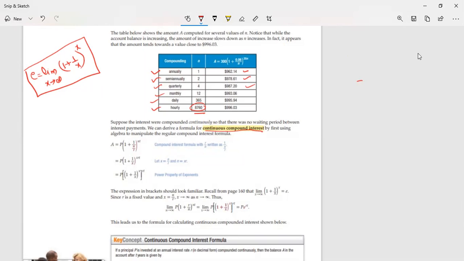In continuous compound interest, suppose the interest is compounded continuously, so that there is no waiting period between the interest payments. We can derive a formula by using algebra to manipulate the regular compound interest formula. So if it is given as continuously compounding, then this is the formula that we have seen already.